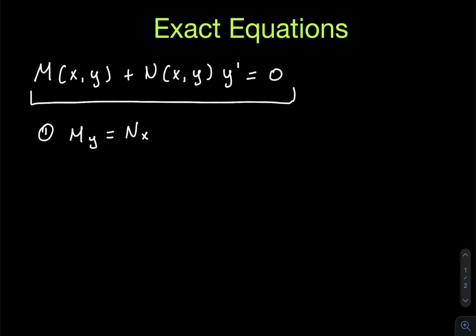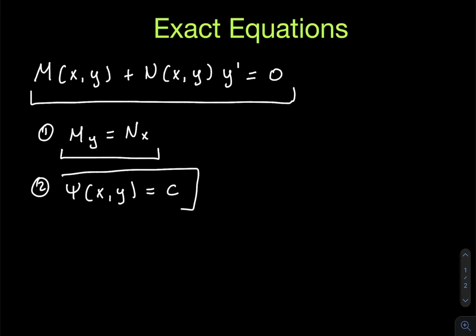If this is true, then this is an exact equation, and we can say that there exists a function psi that depends on x and y that will be the solution of our problem. The solution will be psi of x and y equal to a constant. So this will be the final solution of our equation.